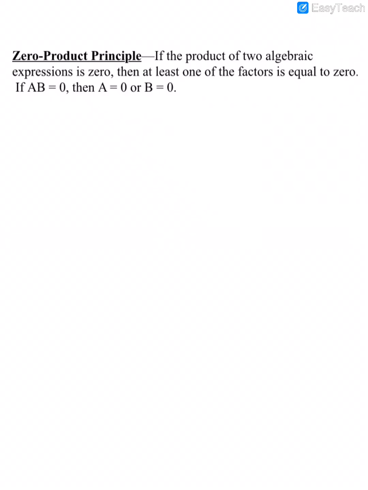The zero product principle states that if the product of two algebraic expressions is zero, then at least one of the factors is equal to zero. So if we have broken down our equation into factors, then we can take each factor and set it equal to zero to solve the equation.